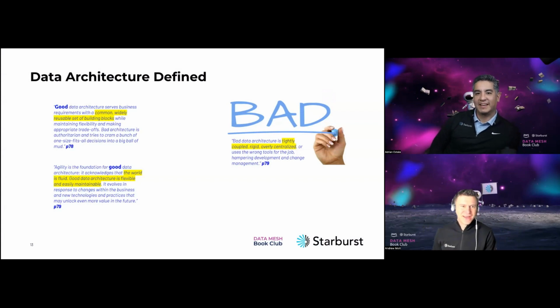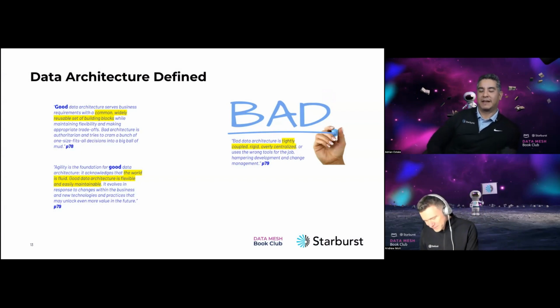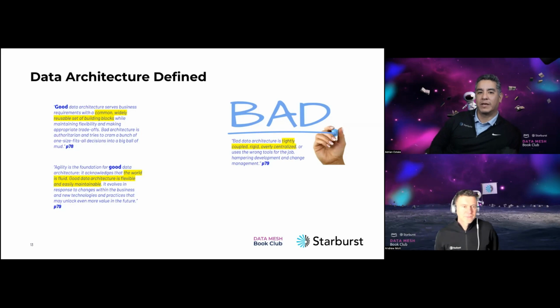So, what is a good data architecture? I highlighted some pieces. Again, not to hark everything back to a data mesh necessarily, but a common, widely reusable set of building blocks. Boy, it sounds like a data product, right? And so there's a lot here I think that we can look at and say, yeah, we're on board completely. The second piece there, we talk about agility, right? Good data architecture is flexible and easily maintainable. That's hard.